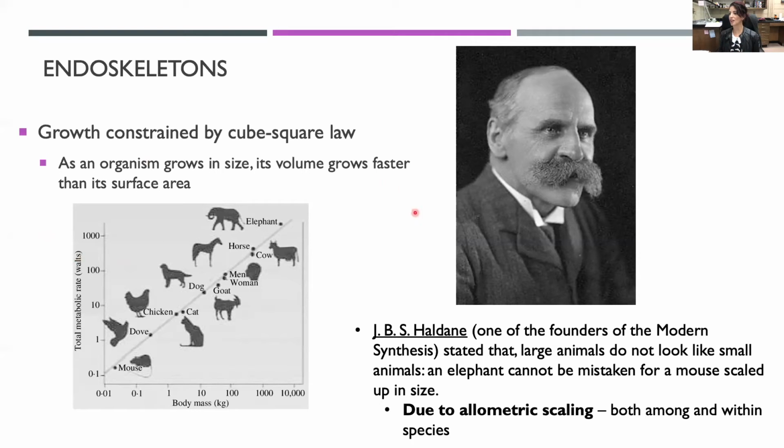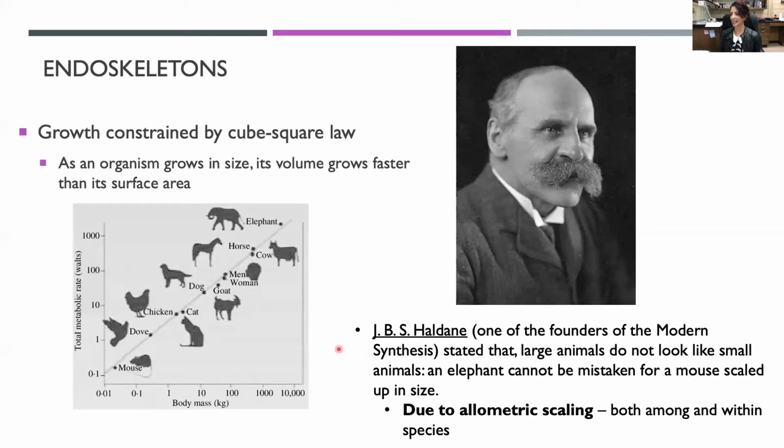I have a picture of JBS Haldane over here with his glorious mustache. Haldane is one of the founders of what we call neo-Darwinism, or what you and I have called the modern synthesis. So taking Darwin's ideas and plugging them into Mendelian genetics. But Haldane in 1928 wrote an essay called On Being the Right Size.